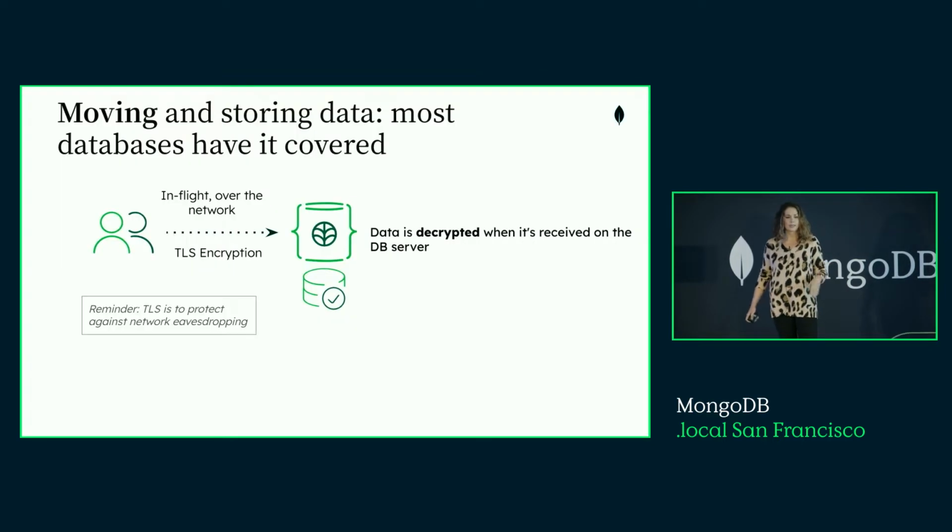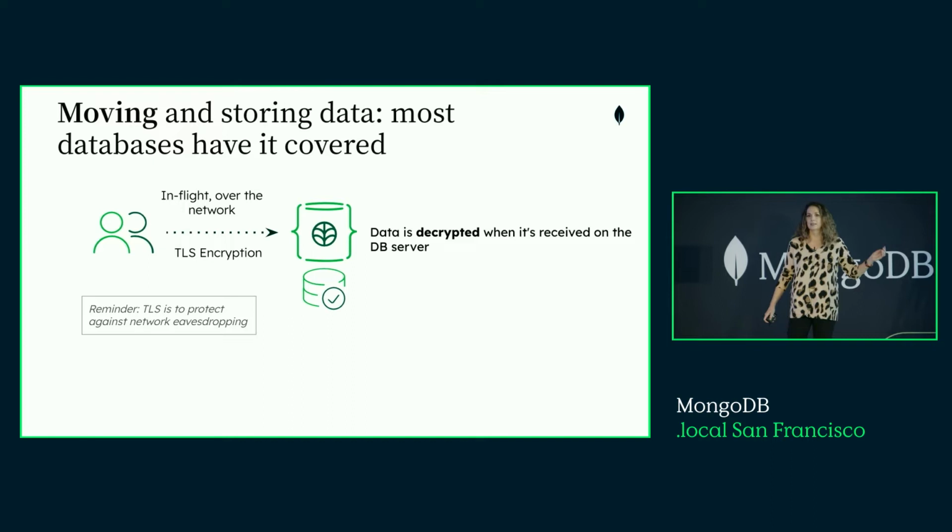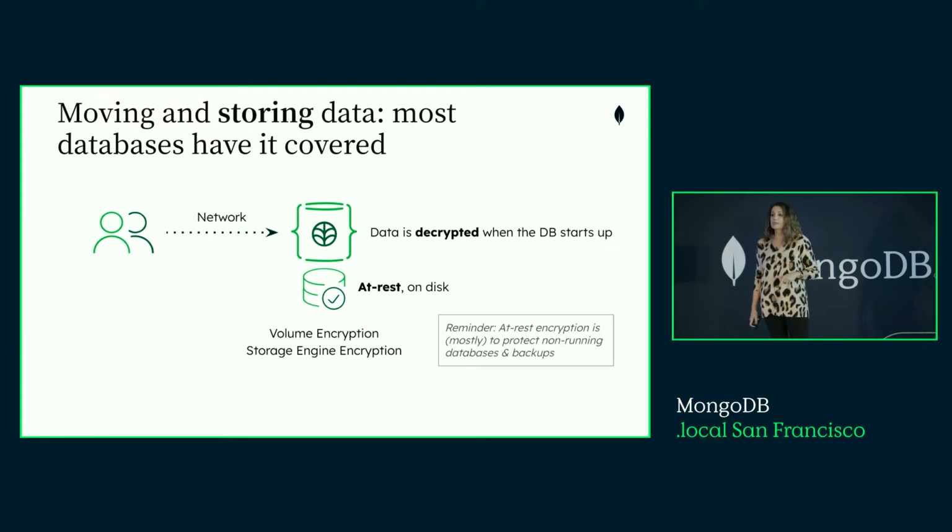So, the encryption layers. Moving and storing data across a network is really well taken care of via TLS. So in-flight, in-transit encryption is meant to keep anybody from eavesdropping over the network. But once that hits the server, it's decrypted. That's where at-rest encryption takes over. While the database is not up and running, you're not actively querying it, at-rest encryption protects that data.